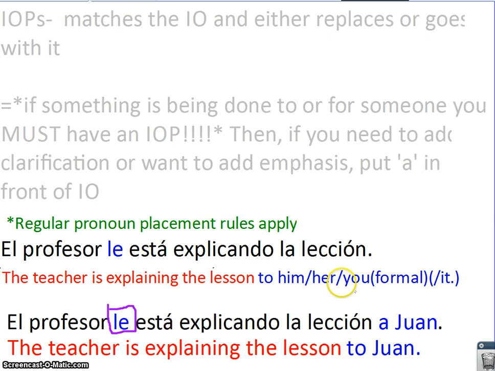But since I wanted to be more clear than this sentence, I added clarification, "a Juan." In English, we say the teacher's explaining the lesson to Juan. We don't say to him, to Juan. So if in English both of them are here, we only use the clarification. So go ahead and write those down. Press pause if you're not done.